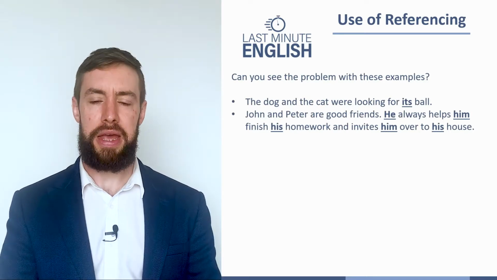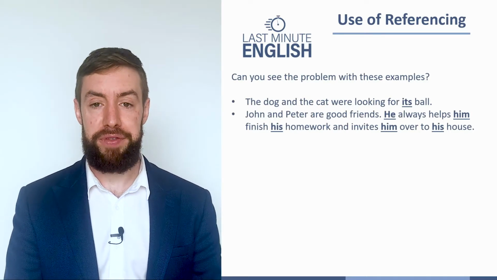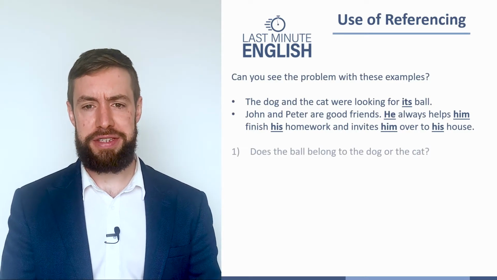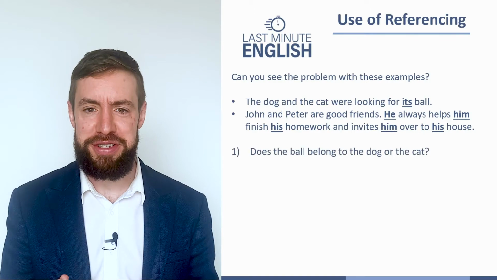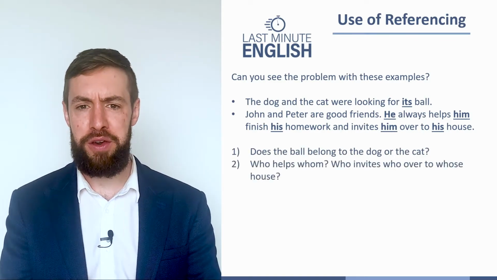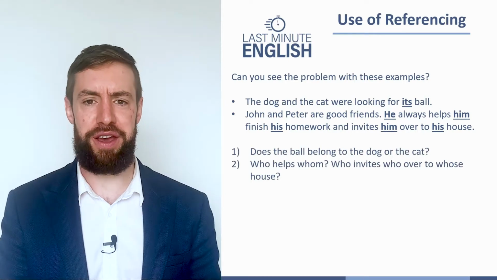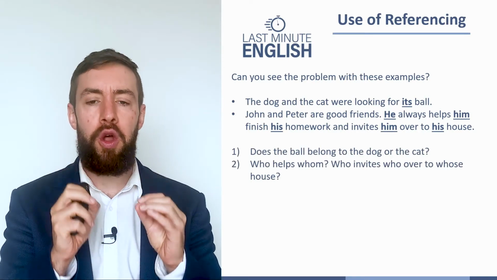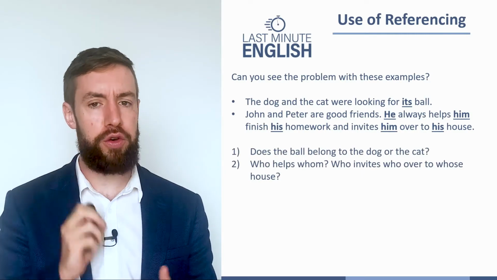What's happening? So the problem is that these sentences are not clear. We don't know who we're talking about. So who does the ball belong to? Is it the dog's ball or is it the cat's ball? And who is helping who? Whose house are they going to? It's very unclear because we've not used pronouns in a good way.